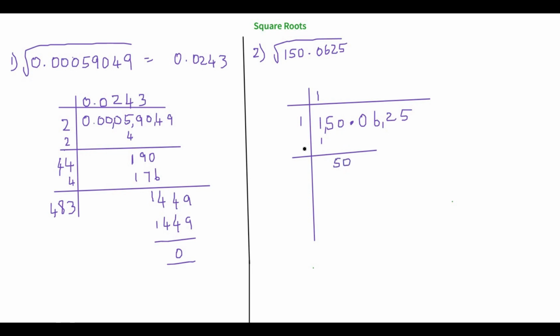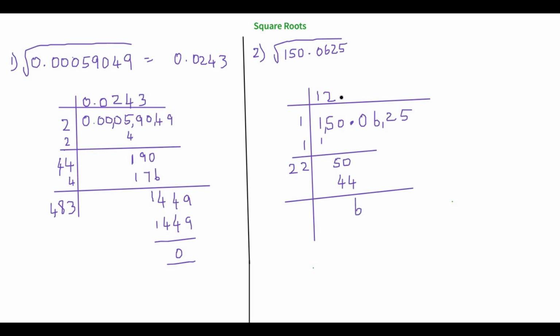Now as usual, I'm going to add again 1. So 1 plus 1 is 2. So 2 and what number here, and the same number should be written here. So if it is 22 times 2, whatever in the ones place we write the same number in the quotient. So 22 times 2 is 44. Now let's subtract 50 and 44. So 50 minus 44 is 6.